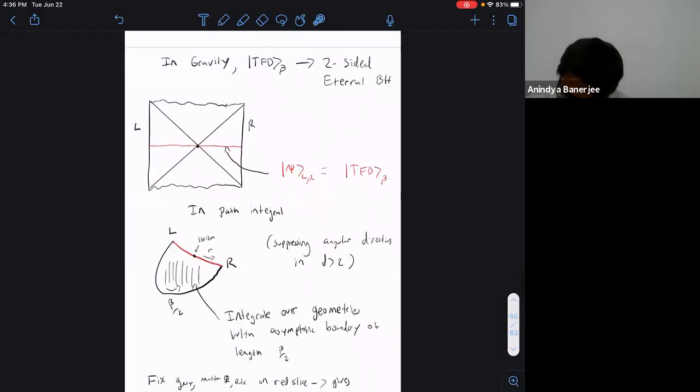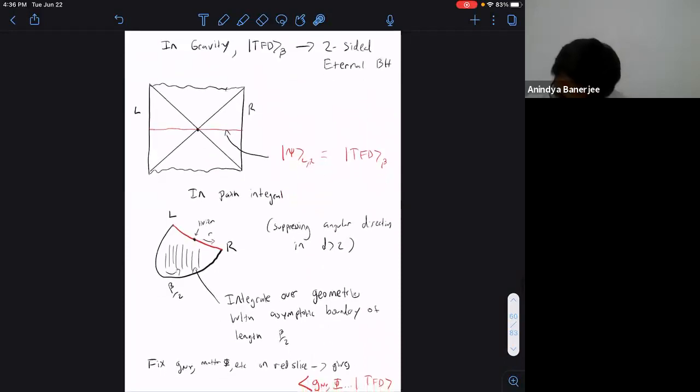This thermal field double state plays a special role in gravity. We can think about this state as the state at time equals 0 of the two-sided eternal AdS black hole. Here I've drawn the Penrose diagram of the two-sided AdS-Schwarzschild geometry, and I've drawn the time equals 0 slice in red. The state on this slice is the thermal field double state. This was realized by Maldacena back in the 2000s.